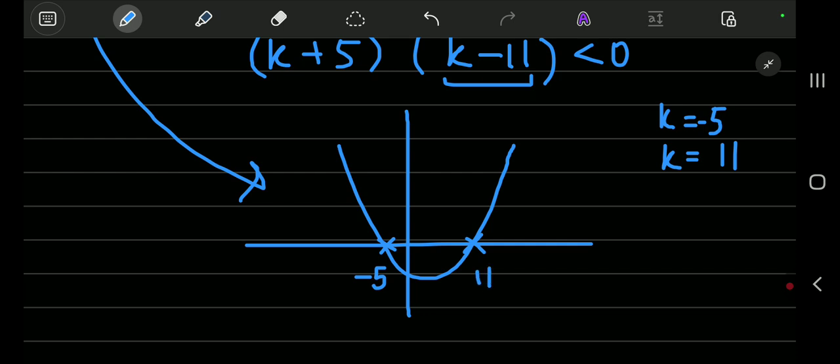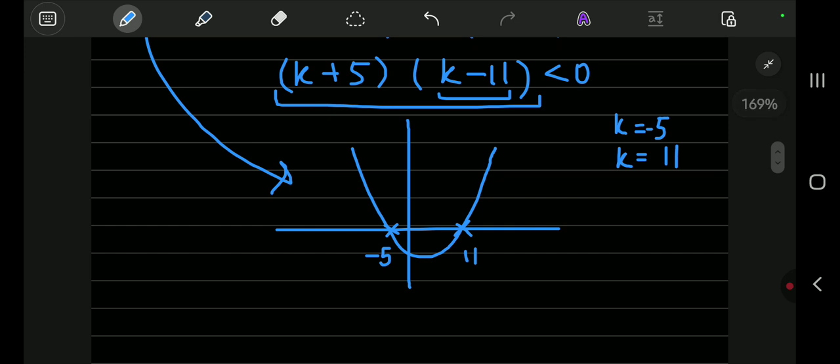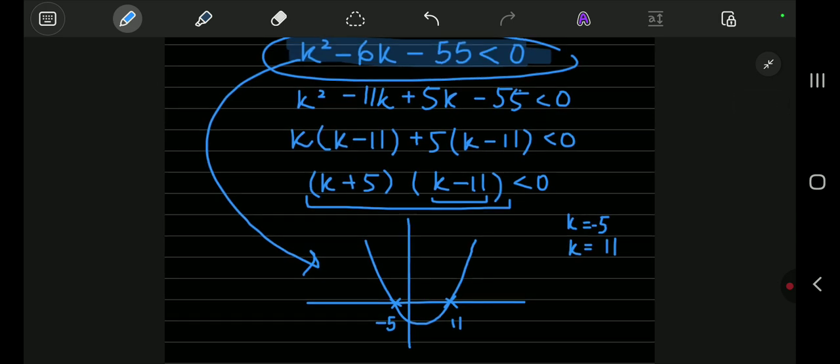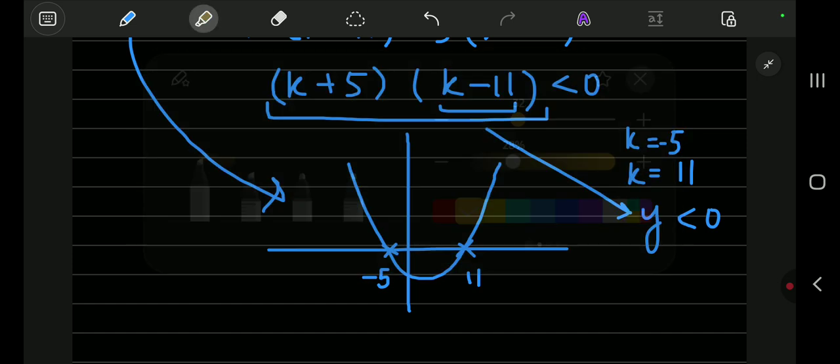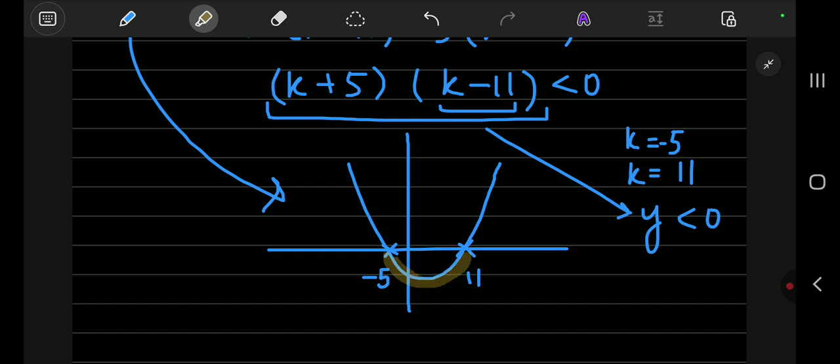Now what is this equation telling us? This equation is actually like any quadratic equation, we write it as y equals to, for example, here it is y equals to k square minus 6k minus 55. So actually this whole equation is representing y. So what it is representing, that y is less than 0. This whole is less than 0. So that means they are referring to a region where y is less than 0. So these are the points on the graph where y is less than 0. Till here this y is positive, and below this x-axis this y is negative.